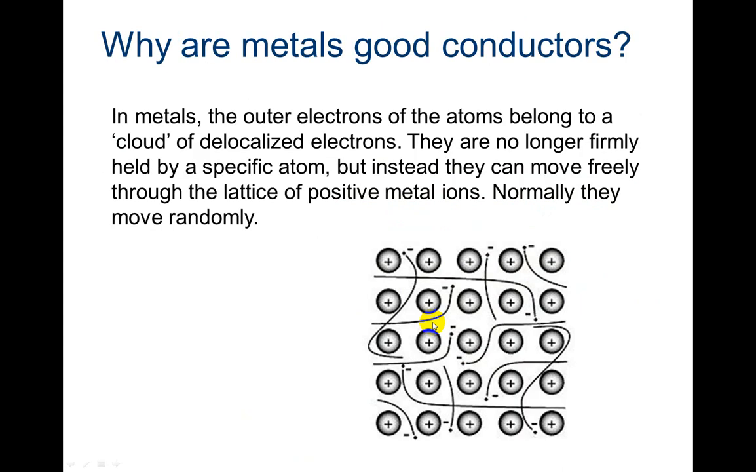All right, so why are metals good conductors? In metals, the outer electrons of the atoms belong to a cloud of delocalized electrons. So right here, these electrons in that outer shell, say this is copper, it's got one electron, and they are just going to share these electrons in a random order. They're no longer firmly held by a specific atom, but instead they can move freely through the lattice of positive metal ions. Normally they move randomly here. So this is just a standard, say these are copper, any kind of a metal.